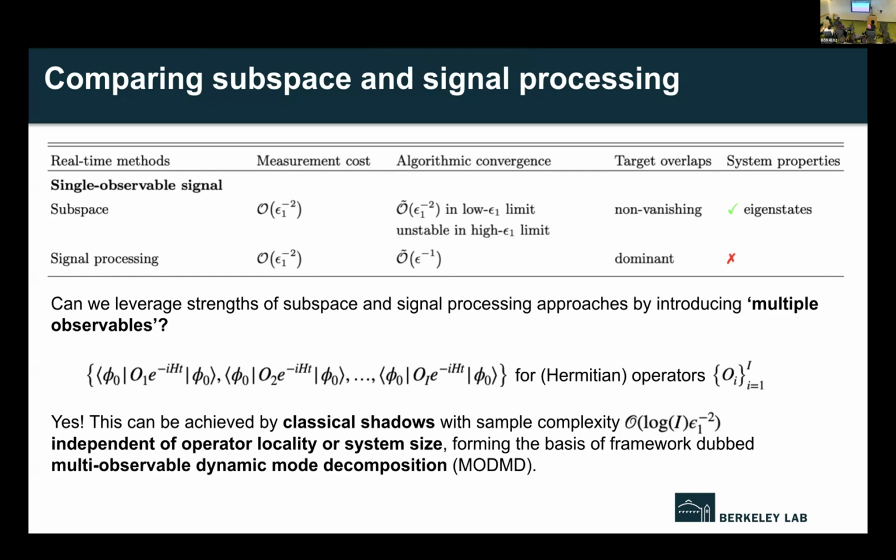The great thing about classical shadows is that the sample complexity is only logarithmic in the number of operators. Moreover, we'll show that the sample complexity can be made independent of the system size or the locality of these operators O, which gives us the freedom to simultaneously estimate a large number of signals at the same time. We'll call this multi-observable approach MODM, where DMD refers to the classical processing part.